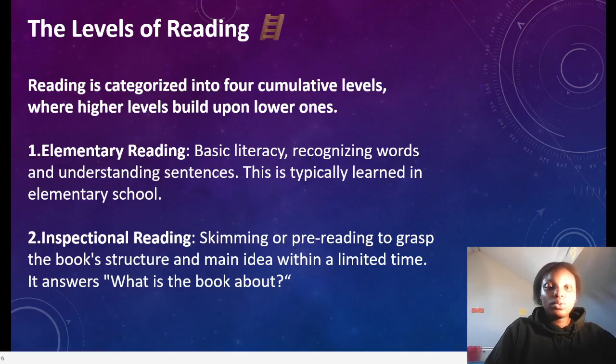And then the second one is inspectional reading, which is skimming or pre-reading to grasp the book's structure and main idea within a limited time. It answers the question: what is the book about? And when it says skimming, it doesn't mean passive skimming of the book. It means skimming for a limited period of time to answer that question, what is the book about?